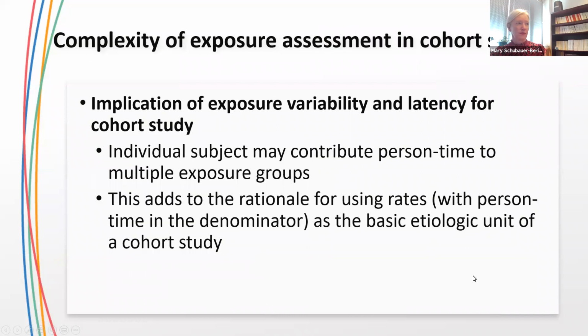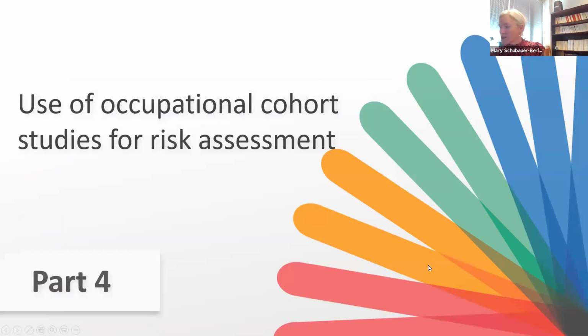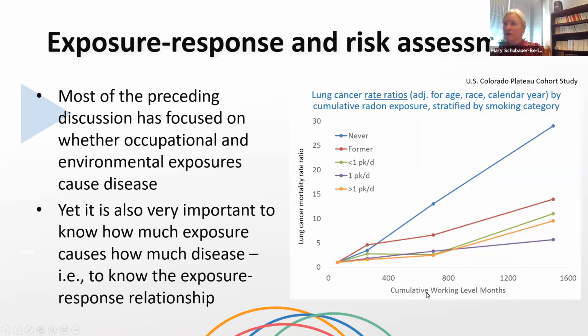It's also important to note that cohorts typically try to capture some exposure variability measures. There are implications about latency from this exposure variability. Individual subjects can contribute person time to multiple exposure groups, which makes sense if you think about a cumulative exposure metric moving along over the cohort follow-up. This also adds to the rationale for using rates with person time in the denominator as the basic etiologic unit for a cohort study. And I'll close this part with just a brief presentation about the use of cohort data, occupational cohort data, for risk assessment.